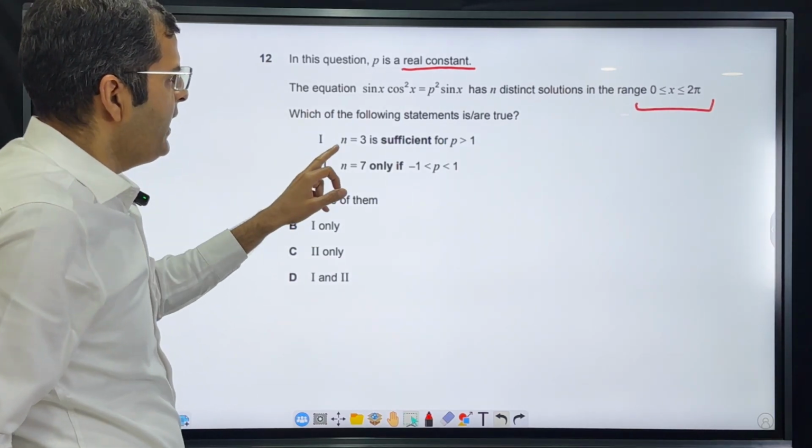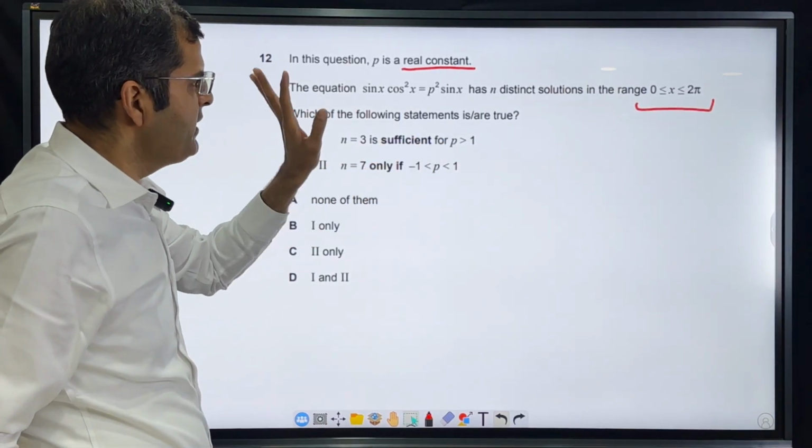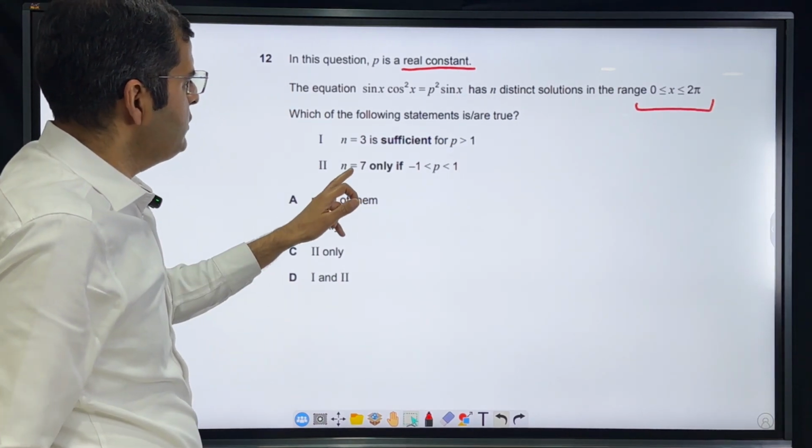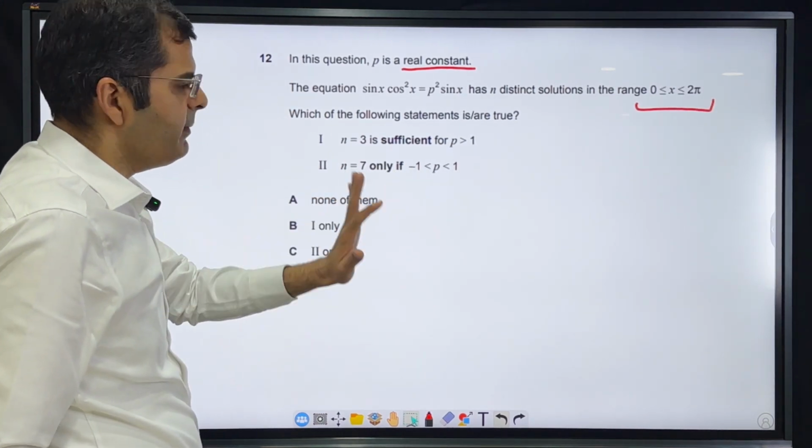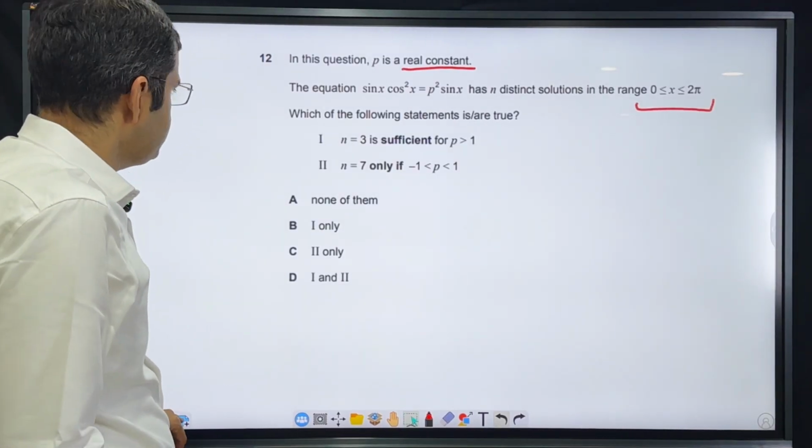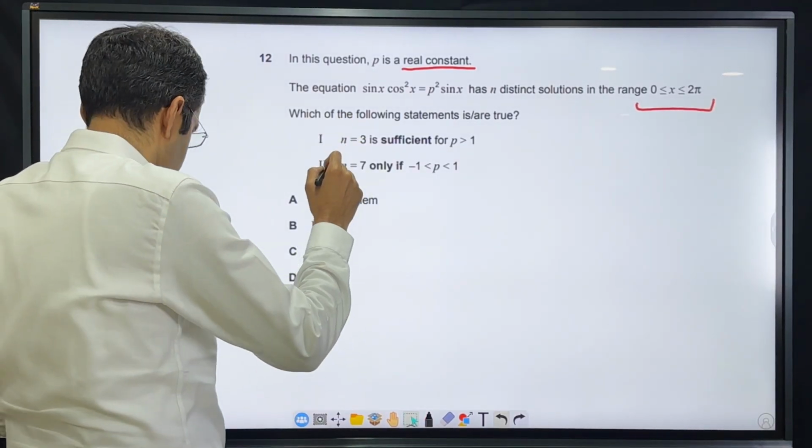Statement 1 says, n equal to 3 is sufficient for p greater than 1 and n equal to 7 only if p lies between minus 1 and 1. Let us tackle this question one by one. This is a very interesting question.